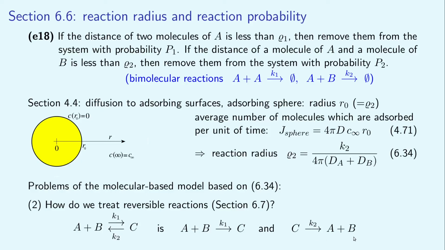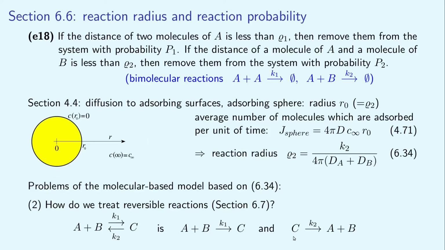Considering the molecular-based model, we could implement the first one using the corresponding reaction radius and reaction probability, while the reverse step is the first-order reaction. C breaks to form A and B. So we know how to calculate the probability that this reaction occurs during one time step. We also know that we can find the time when this reaction occurs using an exponentially distributed random number.